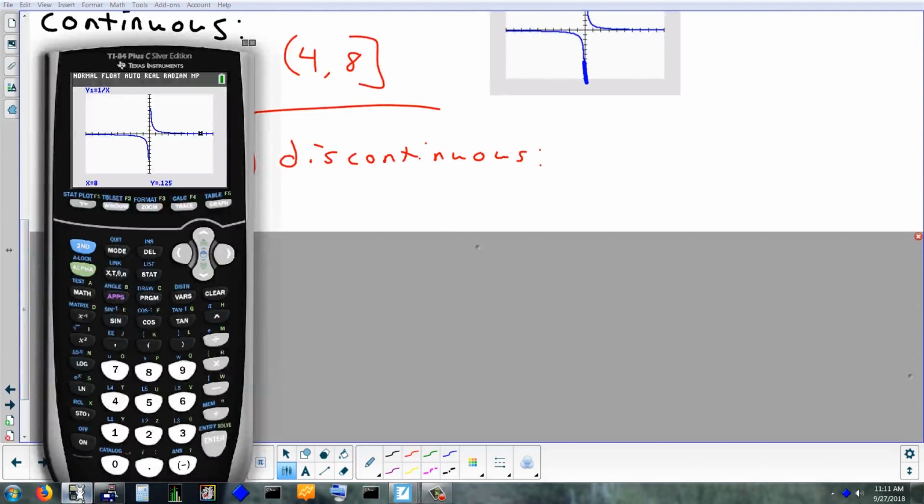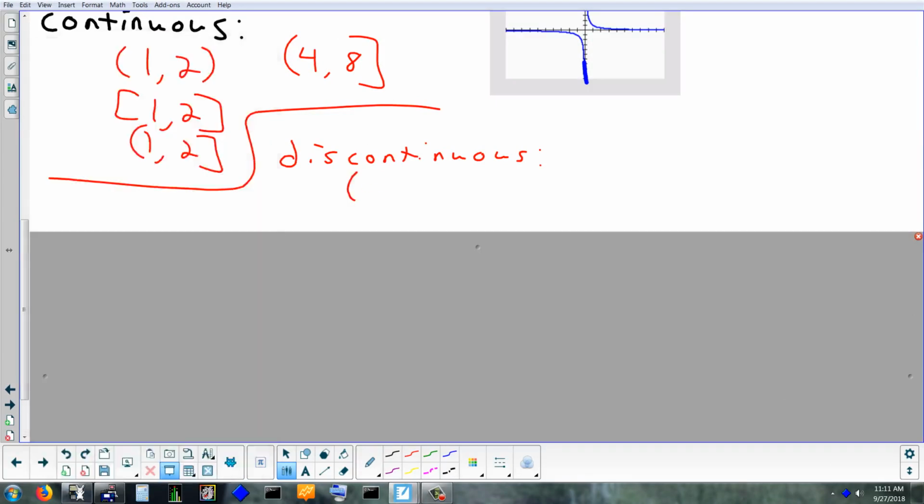Can somebody give me an interval that, if you tried to trace from this number to this number on that graph, you'd have to pick up your pencil to do it? Yep? -5 to 3. Again, it doesn't really matter if you include the -5 or not. The point is you could never trace from -5 to 3 without lifting your pencil.